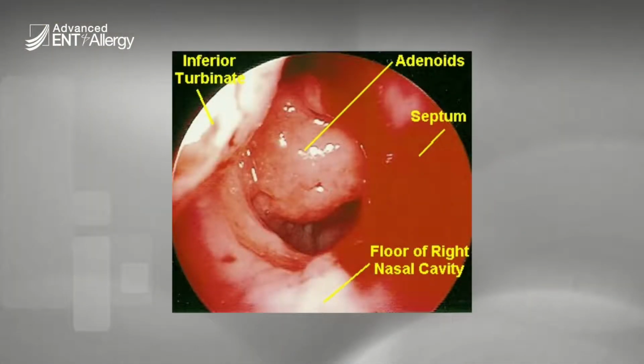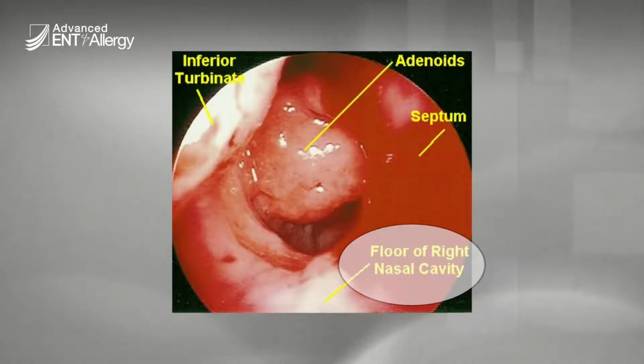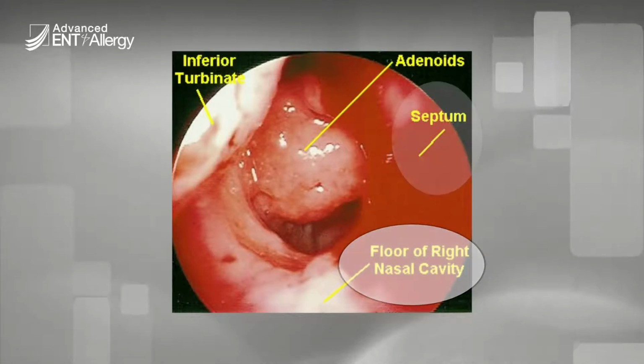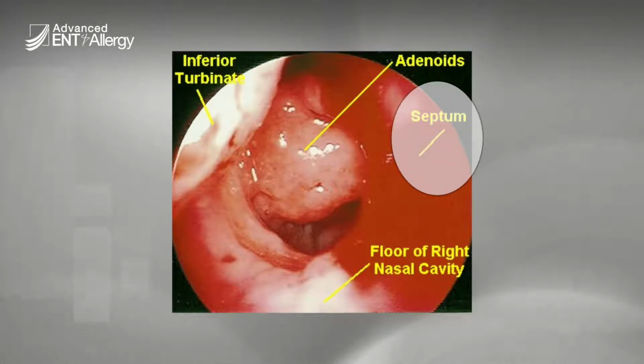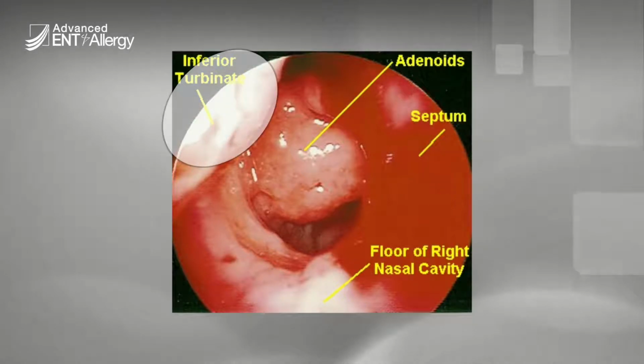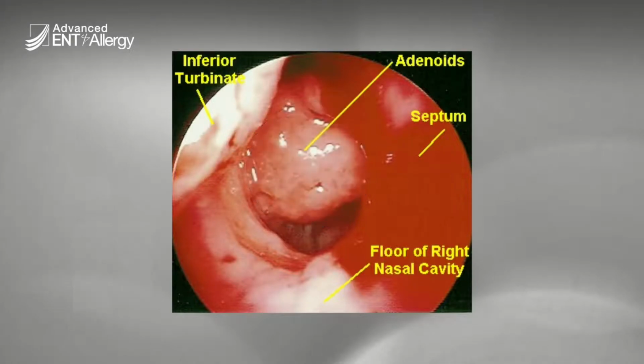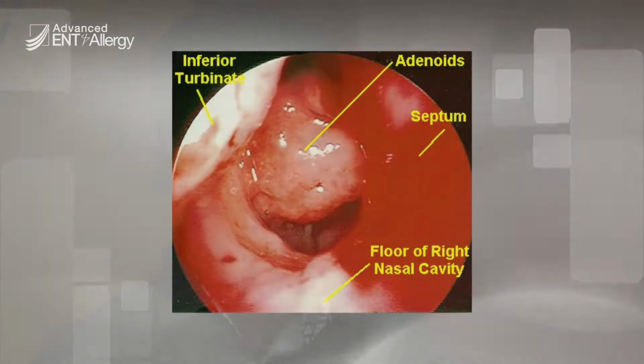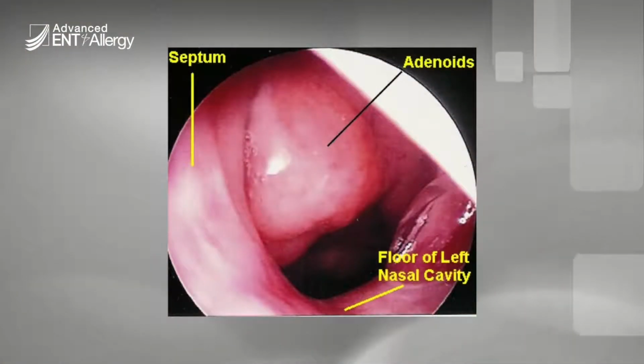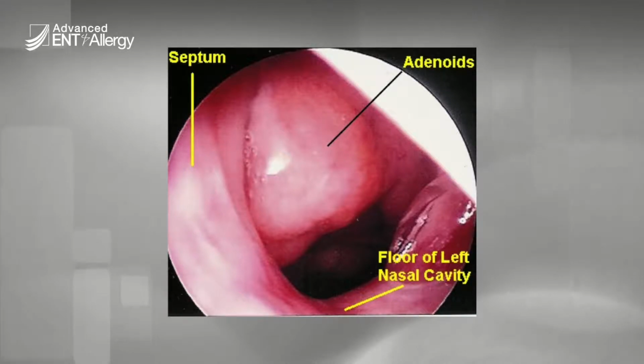Just to orient you, this is the right nasal cavity. This part right over here is called the nasal septum, which is the middle portion of the nose. This is the turbinate, we talked about that earlier, and this is where the adenoids live. If you look at the adenoids, they look exactly like the tonsils, they're just in a different location. And here's a clearer view of that on the left side. So this is the right, and this is the left.